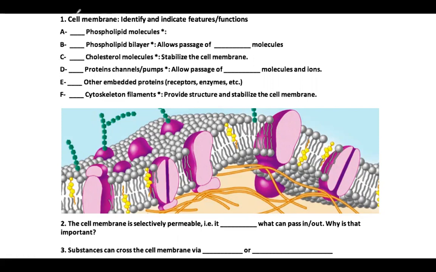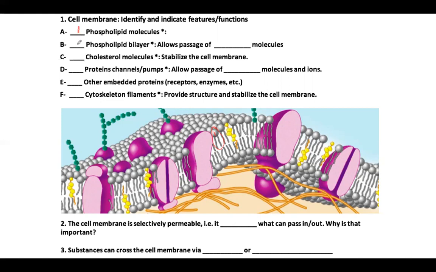First, A, we're looking at the phospholipid molecules. These are the molecules in gray. Each one is a phospholipid because they have two parts to them. The hydrophilic part is on the outside and the hydrophobic part is on the inside.